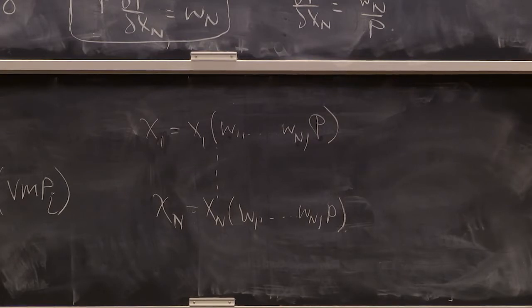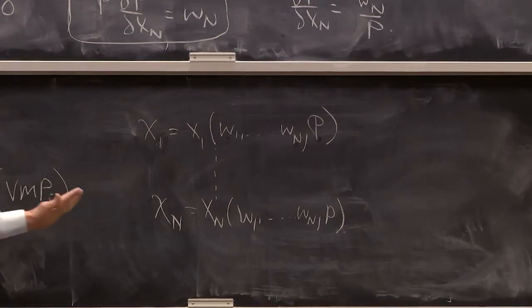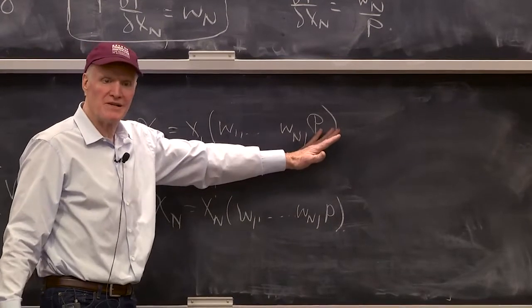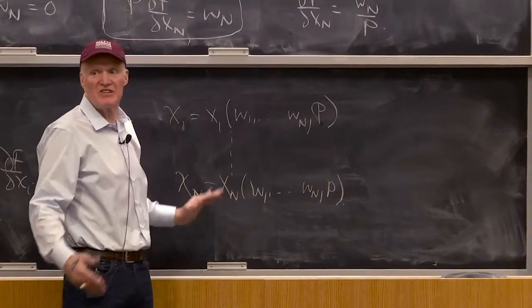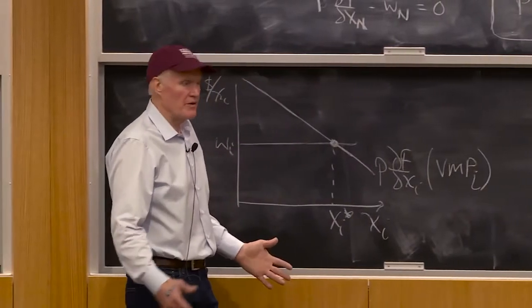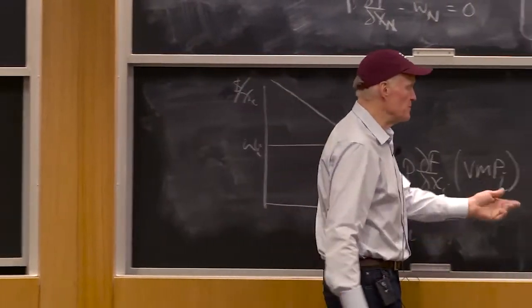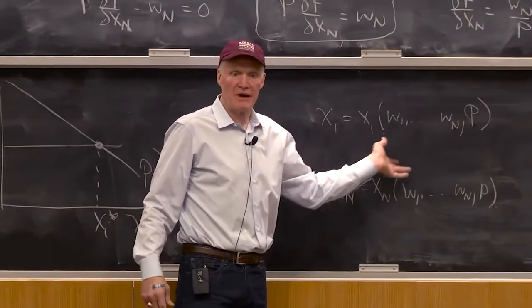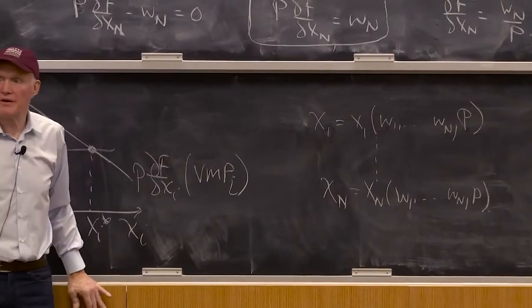Homogeneous of degree 0. So what does that mean? That is, if I doubled all prices, including the price of output, there would be no change in my choice of inputs. It's essentially changing the units in which I'm measuring the output. Like if you went from dollars to yen, that's what would happen, right? You would just change all these prices by the exchange rate, and it obviously wouldn't affect their output.